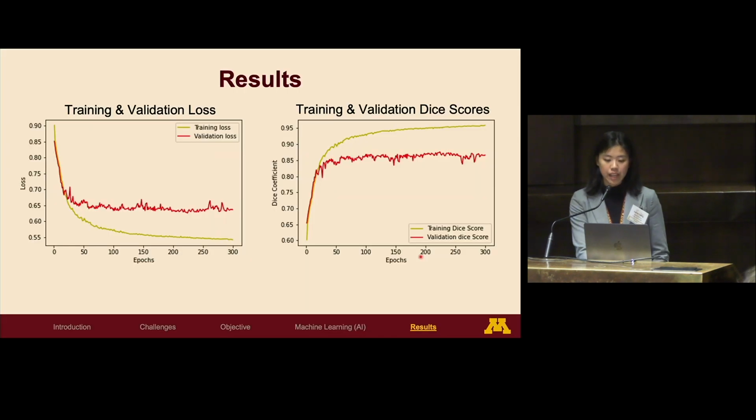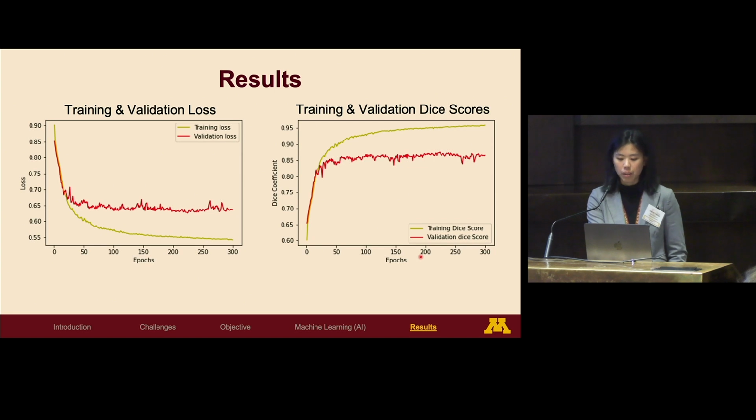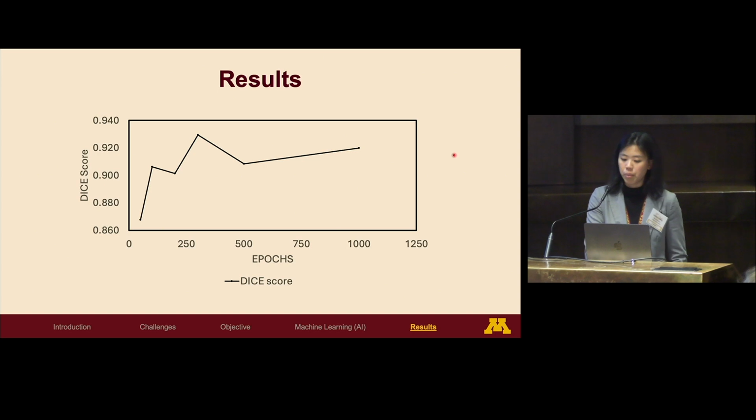Moving on to the results, to evaluate the model performance, we primarily use the dice coefficient, which is the measure of spatial overlap between the predicted hematoma and the ground truth hematoma. Here are the plots of our model training and validation loss over 300 epochs, as well as the training and validation dice score. As you can see, our model does not begin to overfit, even after 300 epochs of training, and our validation dice score continues to increase. We trained our model for many different epochs and evaluated its performance for each.